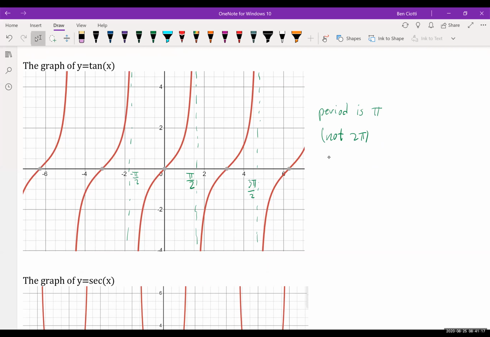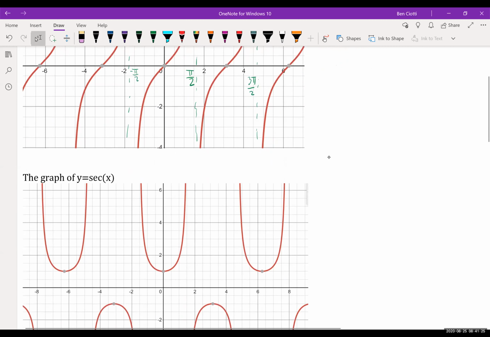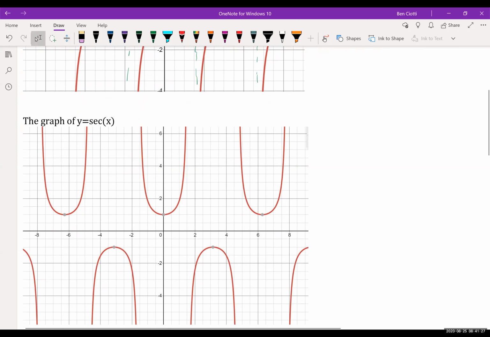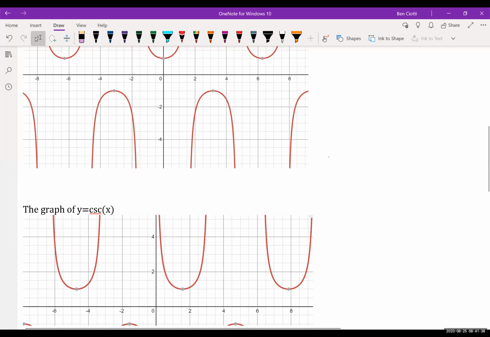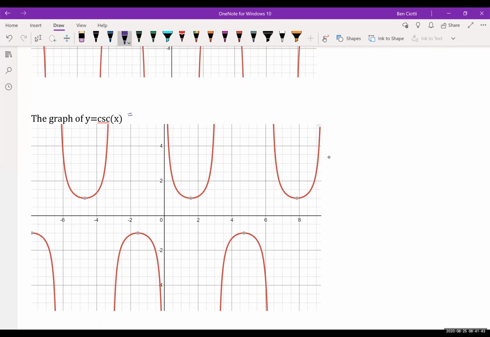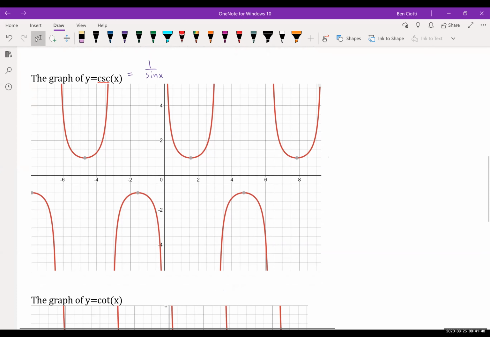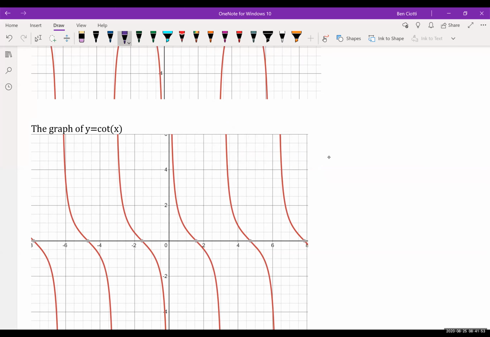So we're going to use that graph a little bit in today's lecture, actually. And I'll just show you what the other trig graphs look like. For example, here's secant, which is 1 over cosine. And here's cosecant. Looks a lot like secant. And here's cotangent, which looks a lot like the graph of tangent.